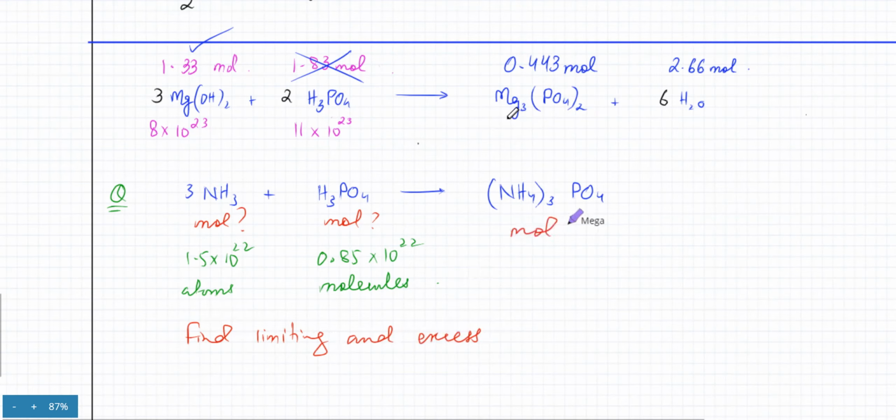Try doing this. How many significant figures? Three, and I'll make these three as well. It should be 1.50. This should be 0.850. If you try and send this, it's just going to take 2-3 minutes.